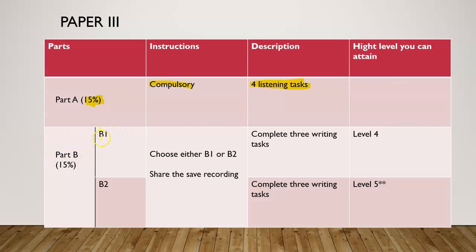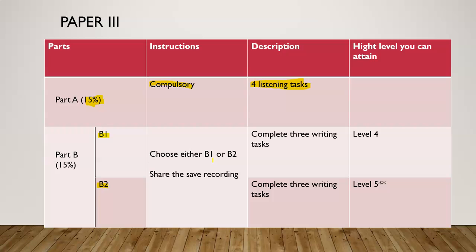For Part B, there are 2 parts, B1 and B2. You will choose either B1 or B2. For school, actually, we strongly suggest you take B2. So for S4 and S5, you are not provided with the B1 data file. The same, you need to complete 3 writing tasks, and the highest level you can get is level 4 and 5 star.